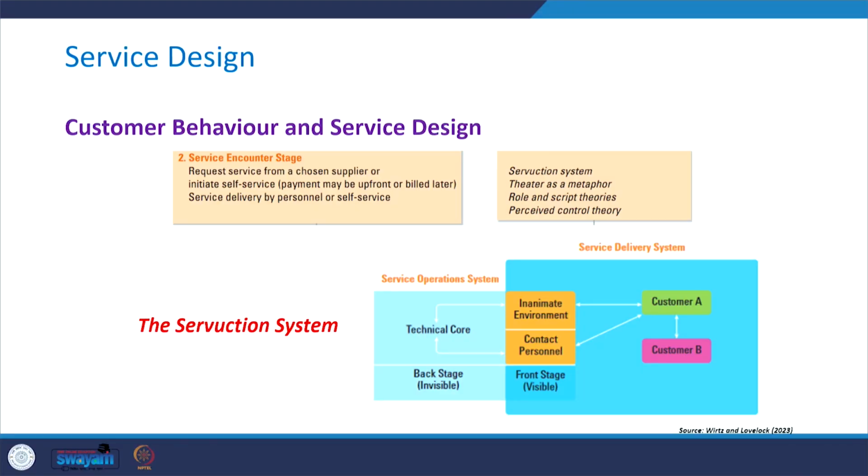Coming to the next concept, servuction system. French researchers Pierre Eiglier and Eric Langeard were the first to conceptualize the service business as a system that integrated marketing, operations, and customers. They coined the term servuction system, combining the terms services and production. So, service plus production, servuction. This servuction term described the part of the service organization's physical environment that is visible to and experienced by customers. The servuction model, as shown in this particular diagram, shows all the interactions that make up a typical customer experience in a high contact service.